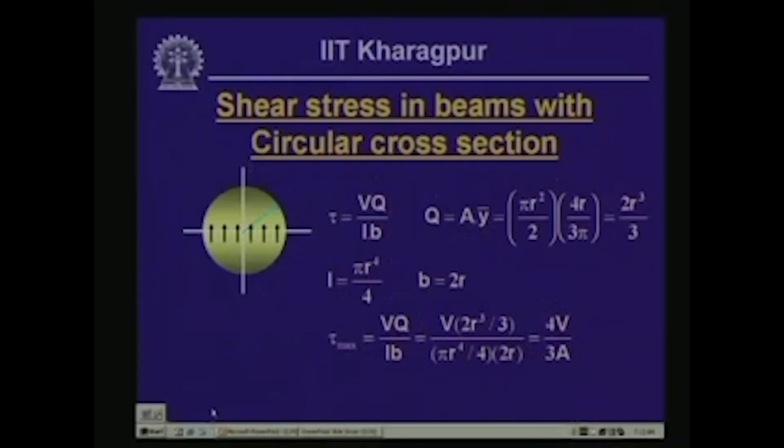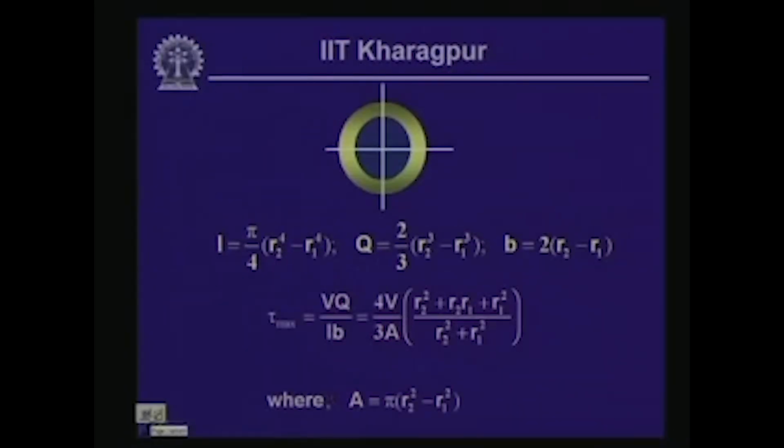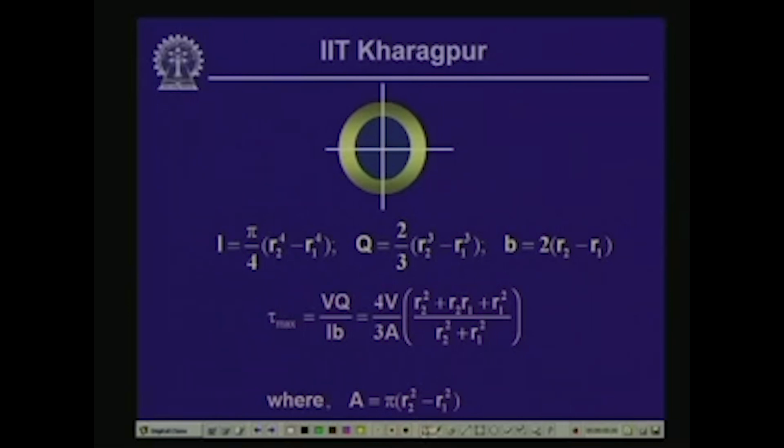Hence, though we cannot use the shear formula for evaluating the shear stress over the entire cross section, which is quite complex, we can evaluate the maximum shear stress at the neutral axis position using this shear formula. Now, this can be extended to a cross section like this, an annular or tubular section, where this part is open, and let us assume that the outer radius is r2 and the inner radius is r1.